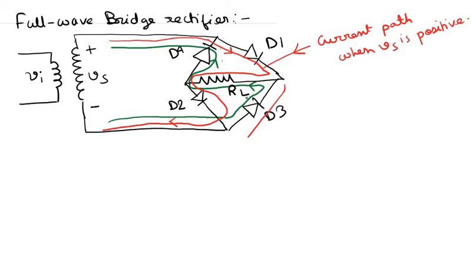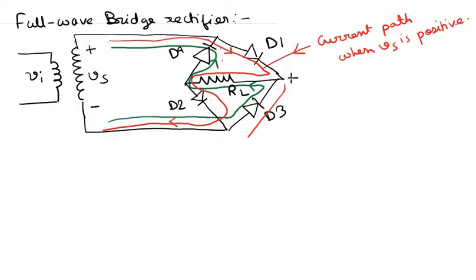So note that in both of these cases, both when Vs is positive and negative, the current is flowing through the load resistor RL from the right towards the left. Okay, so when Vs is positive, current is flowing through the load resistor in this direction, and when Vs is negative, the current is flowing through the load resistor RL again in this direction. So current is always flowing through the load resistor RL from the right towards the left.